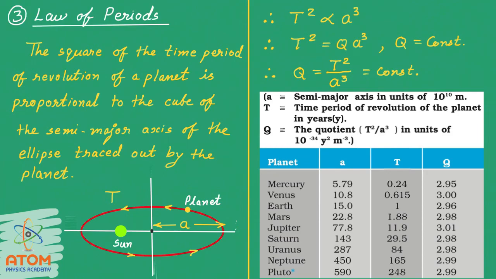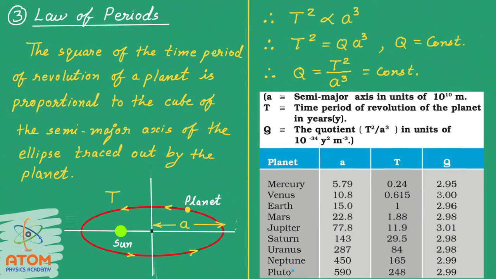Then Q. Q is a quotient, that means a constant, and that is equal to T square by A cube. It is in units of 10 raised to minus 34 year square per meter cube. Now these are all planets: Mercury, Venus, Earth, Mars, Jupiter, Saturn, Uranus, Neptune and Pluto. These are the values of semi-major axis of these planets, and these are all the values of periodic time of these planets. And this is Q. This Q is the ratio of T square upon A cube for every planet.